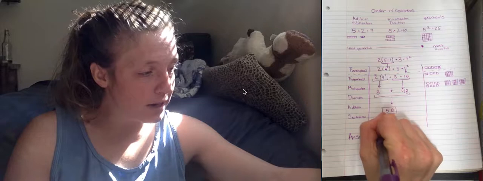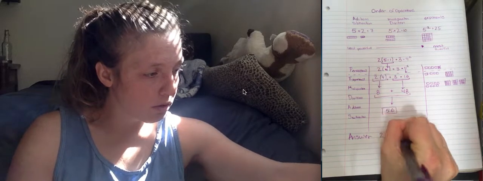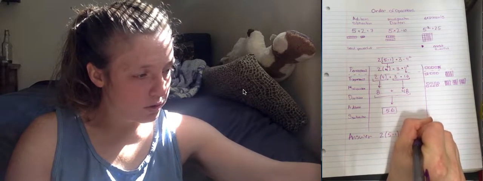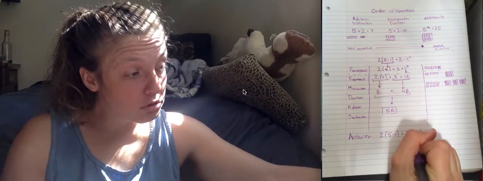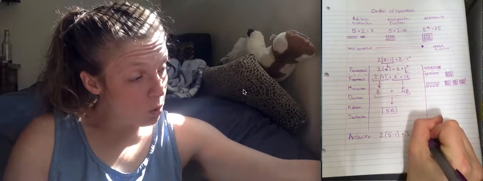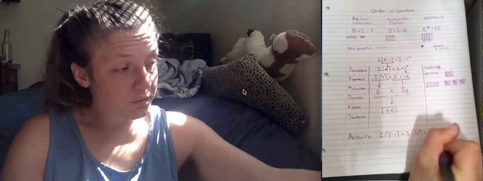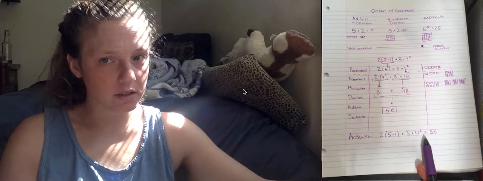So what we just figured out is that this long problem, 2 times 5 minus 1 plus 3 times 4 squared, this equals, or is equivalent to, 56. This whole thing, this really long set of numbers, I don't have to write. I could just write the number 56. That's what we just figured out using order of operations. Okay?